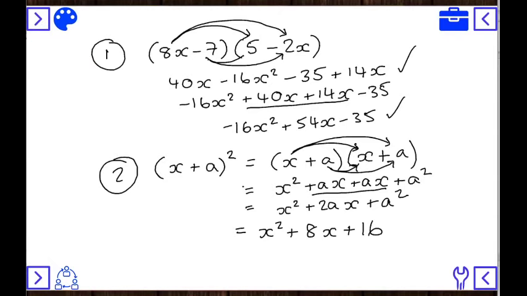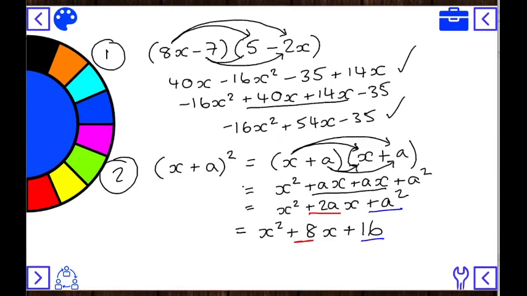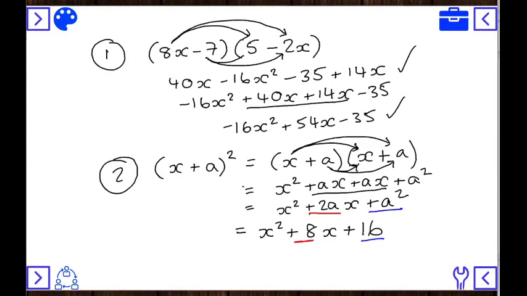So 2a has to be the same as 8. a squared has to be the same as 16. And obviously a is the same number in each of these. So I could now solve either one of these and get the value of a. Let's stick with this: if 2a is equal to 8, a must equal 4. And that's true because if I do 4 squared, that gives me 16. So there we go, a is 4.